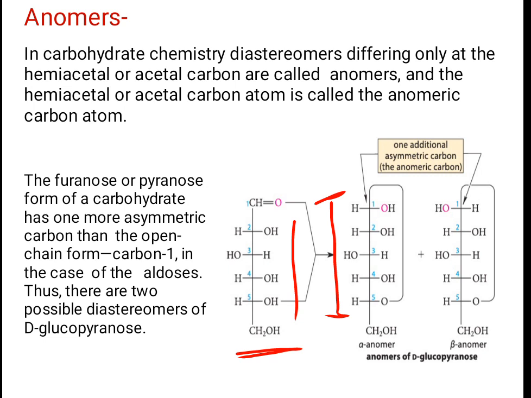Thus, there are 2 possible diastereomers of D-glucopyranose. So you will get 2 extra structures. That means if the OH is on the right side, you will get one anomer. If the OH is on the left side, you will get another anomer. Actually, if the OH is on the right side, that is the alpha anomer, and if the OH is on the left side, that is the beta anomer.